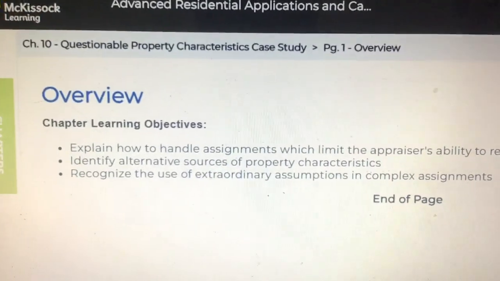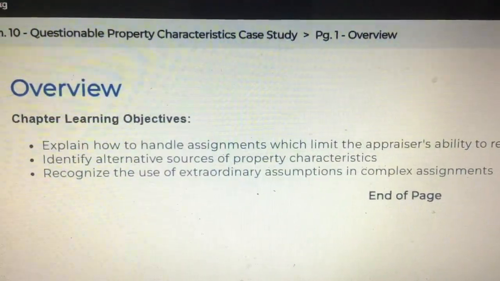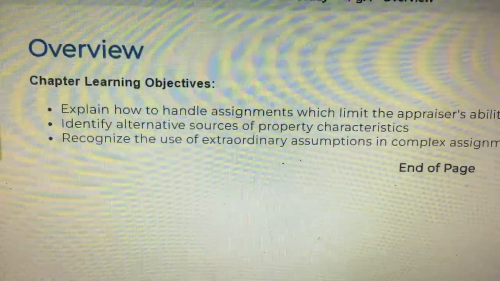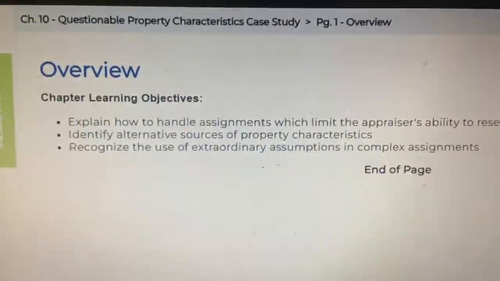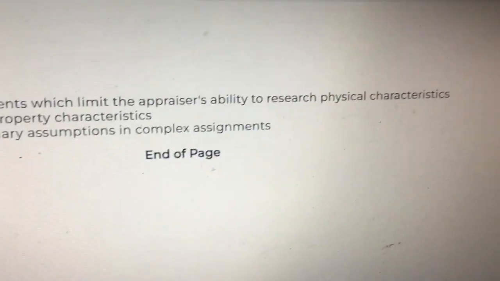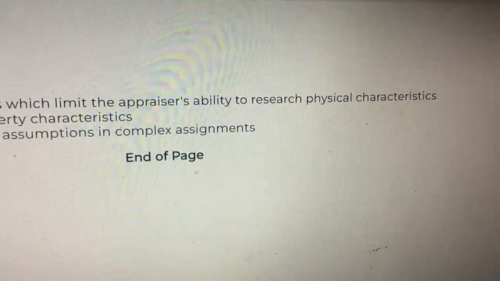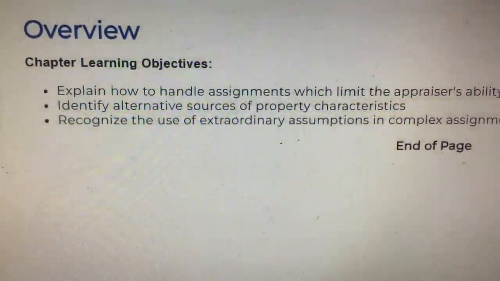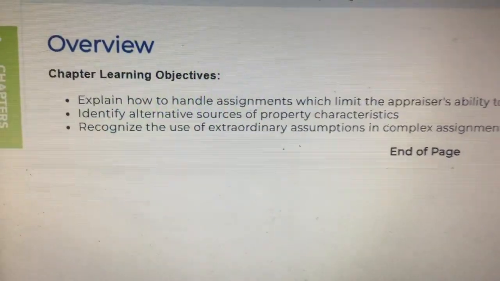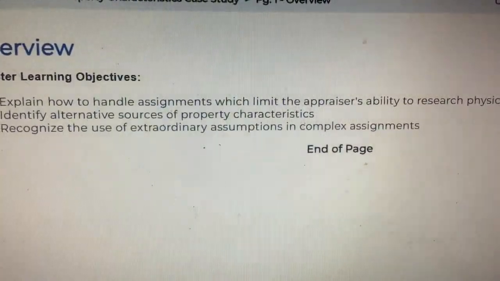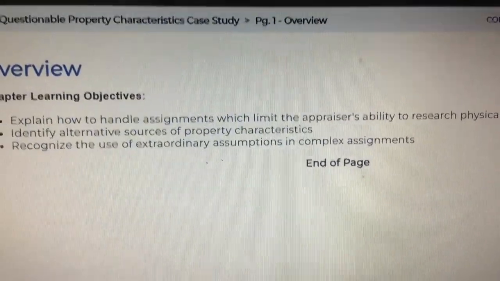Chapter 10, questionable property characteristics case study, page 1, overview. Chapter learning objectives for chapter 10. Explain how to handle assignments which limit the appraiser's ability to research physical characteristics. Identify alternative sources of property characteristics. Recognize the use of extraordinary assumptions in complex assignments. End of page.